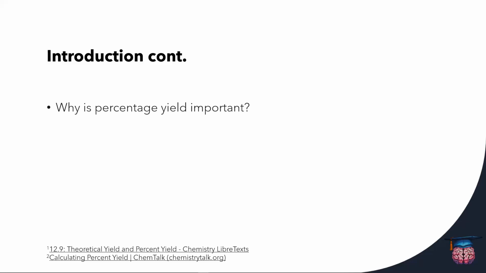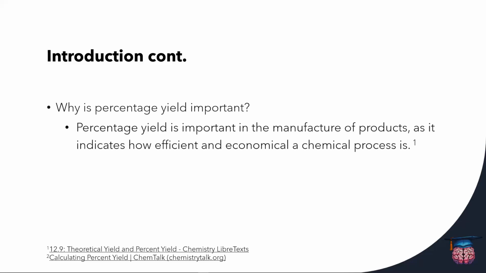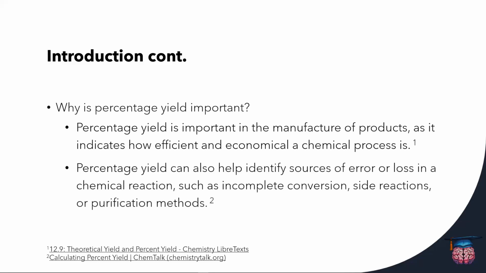So why is this important? Well, the percentage yield is important during the manufacturing of products. So this can indicate how efficient and economical a chemical process is. It can also help us to identify problems in the chemical process, such as incomplete conversions, side reactions, or if purification methods aren't up to standard, and it can help us to improve our chemical process to get a higher percentage yield.